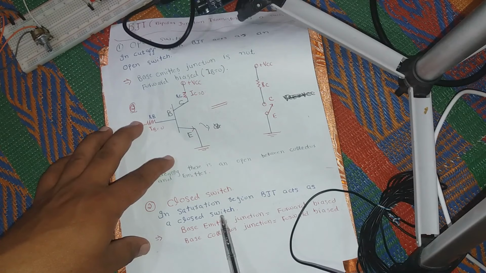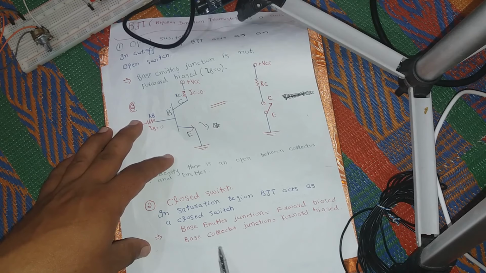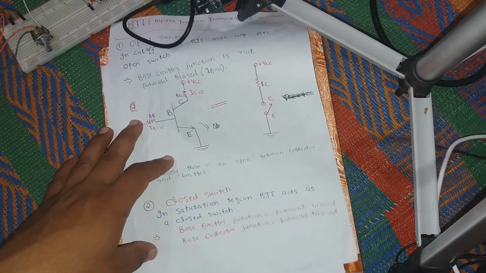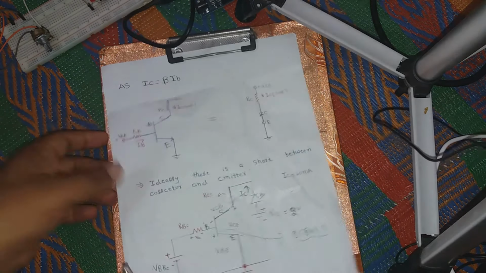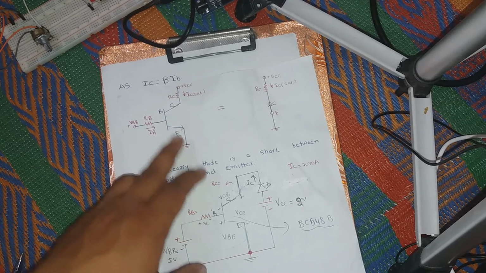Number two, closed switch. In saturation region, BJT acts as a closed switch. That is, base emitter junction is forward biased and base collector junction is also forward biased. To understand this, this is a transistor, this is base, this is collector, this is emitter.